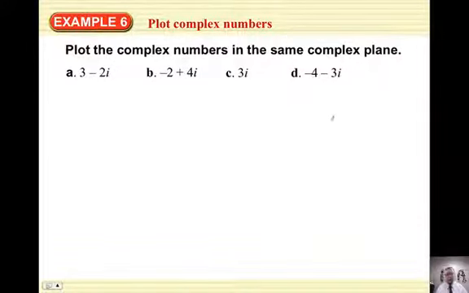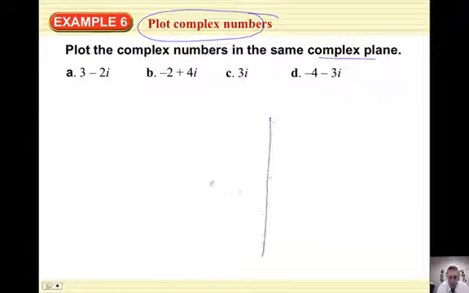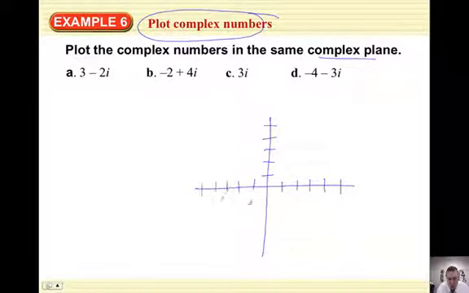Two more things I want to do. One is we're going to plot complex numbers on a coordinate plane. You can draw one with me: 1, 2, 3, 4, 5, and 1, 2, 3, 4, 5. The x's are no longer x's. The x-axis is the real number, and the y-axis is the imaginary part of the number.